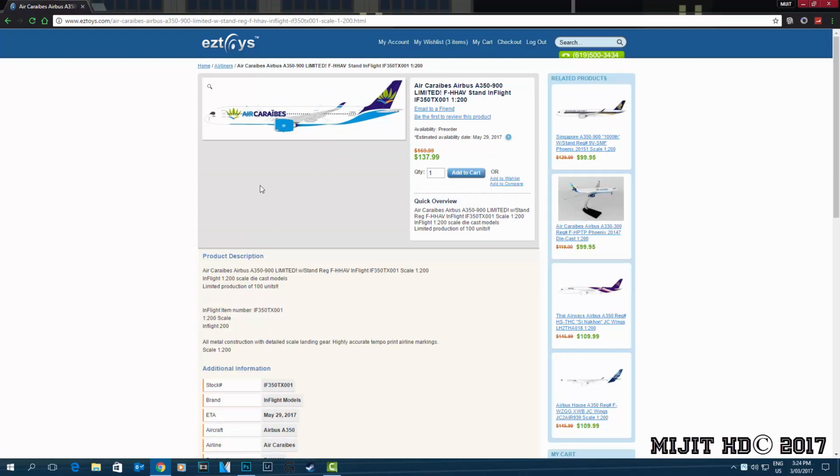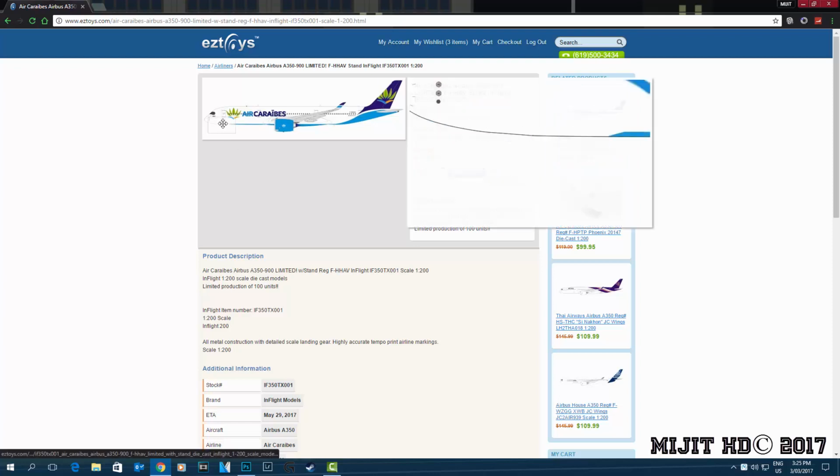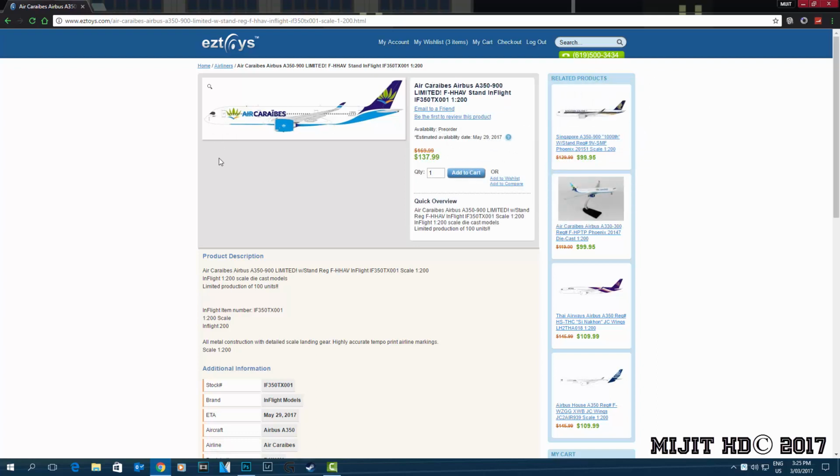Air Caraibes, I believe that's how it's pronounced. A350-900, registration FHHAV. Now, Gemini Jets just released their hints, and I believe that this may be released in Gemini Jets' releases coming up next week. And so I'm going to wait for it anyway. I don't really want A350s by anybody else apart from Gemini and JC Wings, so I'll wait for that. If it's not next week, it'll be the release afterwards, but I believe from the hints it suggested that there was one.